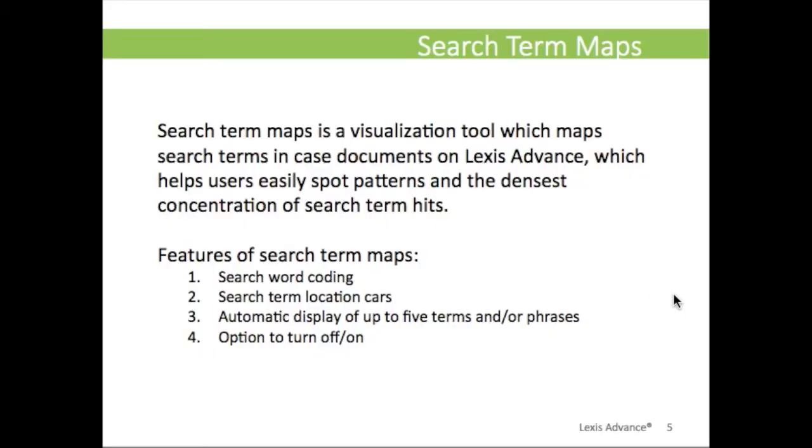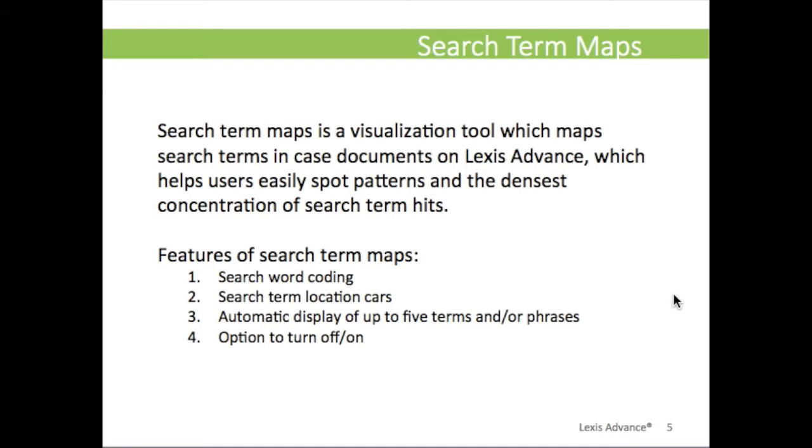The next tool that I wanted to talk to you about are search term maps. What search term maps are, it's essentially a visualization tool that maps out all of your search terms in a case document on Advanced, and it just helps you easily spot patterns or the densest concentration of your search terms and where they're found throughout that document.